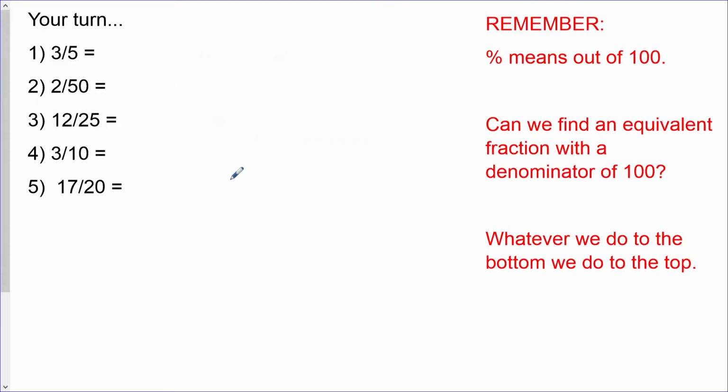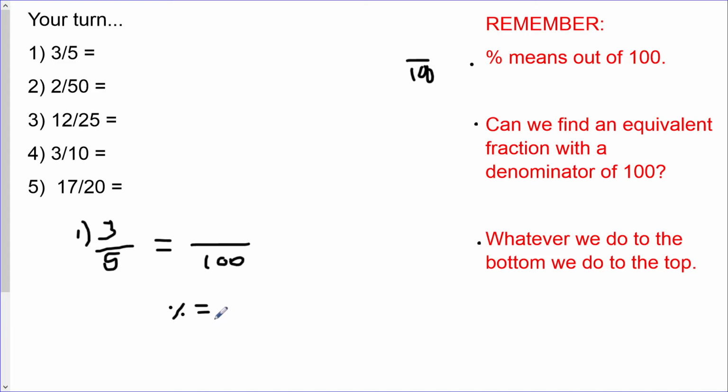So now it's your turn. Can you have a go at these, please? You've got 5 questions: 3/5, 2/50, 12/25, 3/10, and 17/20. And I want you to convert them into percentages. I've put a few tips on the side here. The first one, remember, percent means out of 100, so we want our denominator to always get to 100. The next one, can we find an equivalent fraction with a denominator of 100? We looked at that before. And the third, remember, whatever we do to the bottom, we do to the top. Now we'll just get started on question number 1, just to make sure people have an example. We have 3/5 here, and we want to convert that to a denominator of 100. Why do we want to do that?